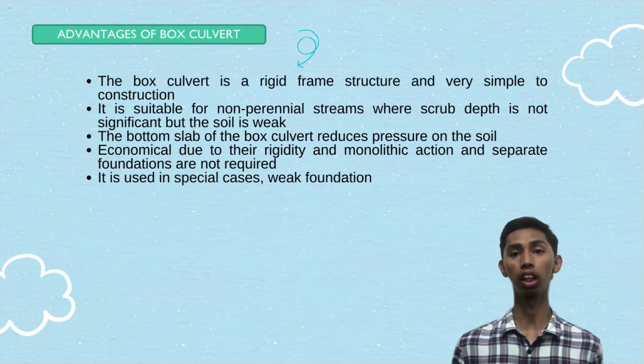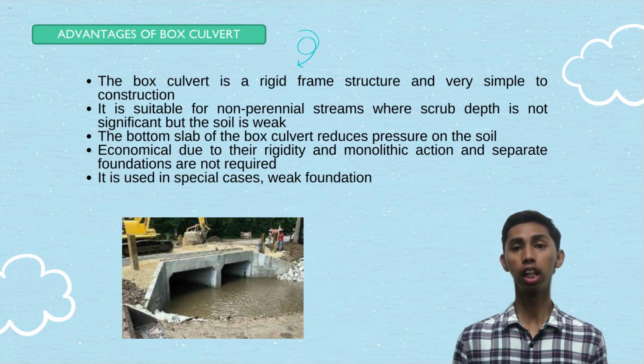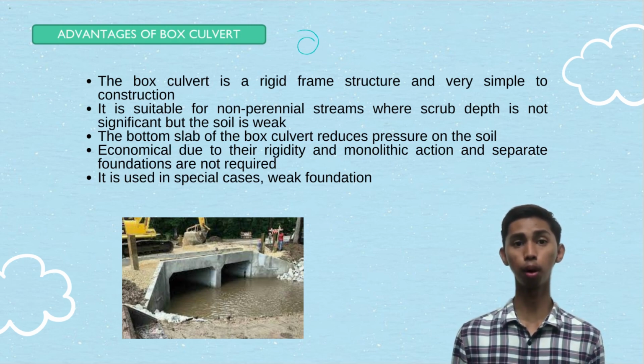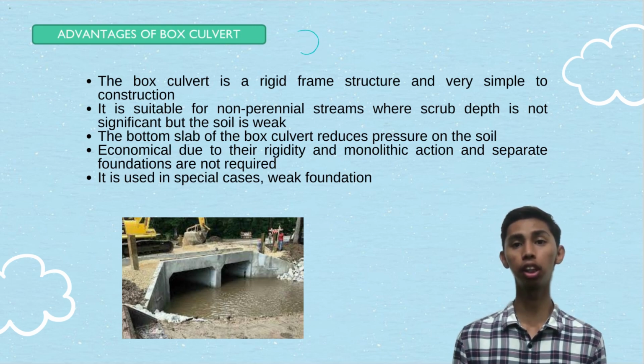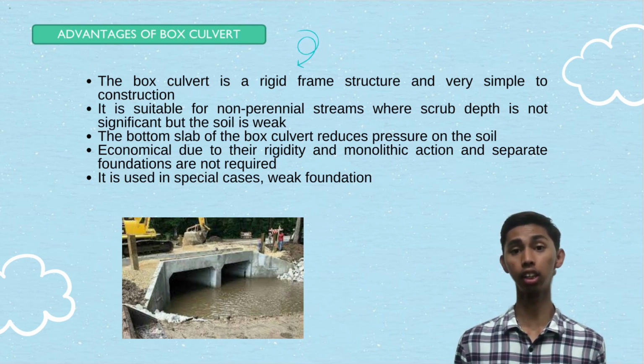There are several advantages of box culvert. Firstly, the box culvert is a rigid frame structure and very simple in construction. Secondly, it is suitable for non-perennial streams where scour depth is not significant, but the soil is weak. Thirdly, the bottom slab of the box culvert reduces pressure on the soil. Fourthly, box culverts are economical due to their rigidity and monolithic section, and separate foundation is not required. And lastly, it is used in special cases with foundation.